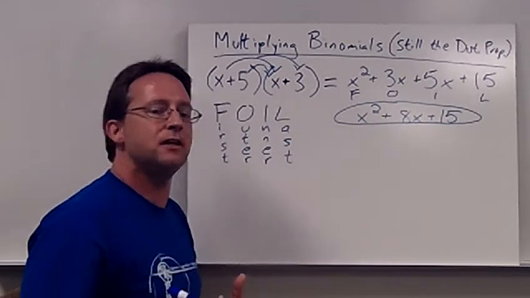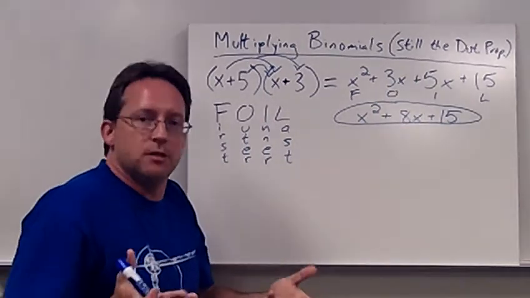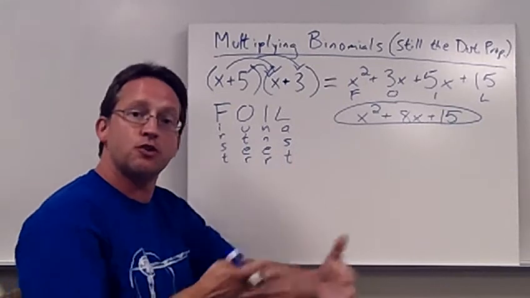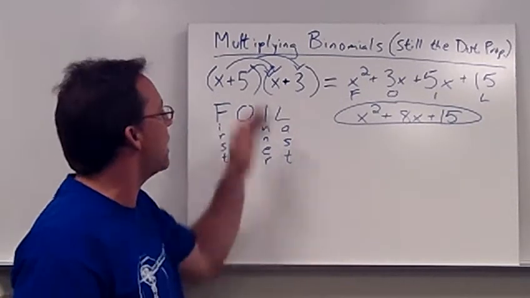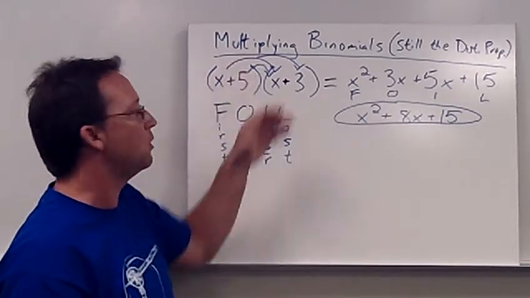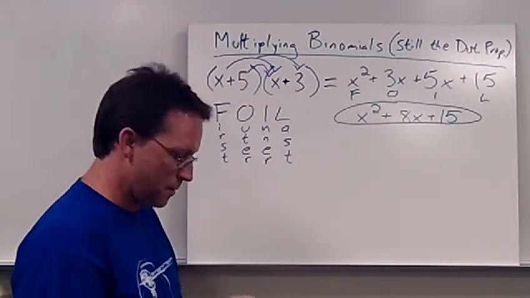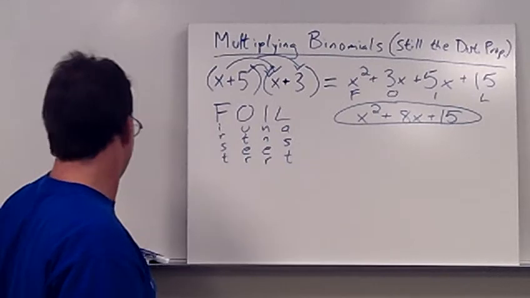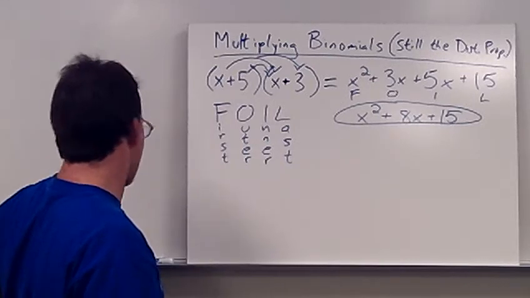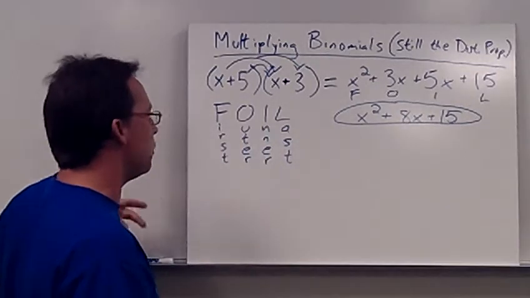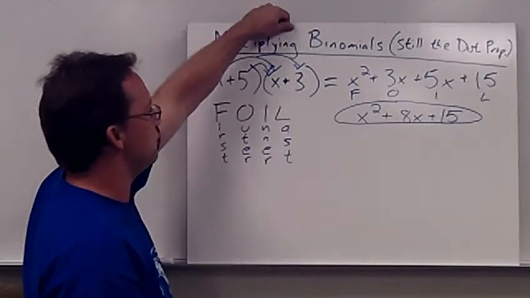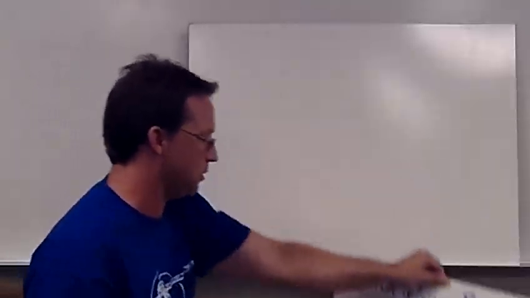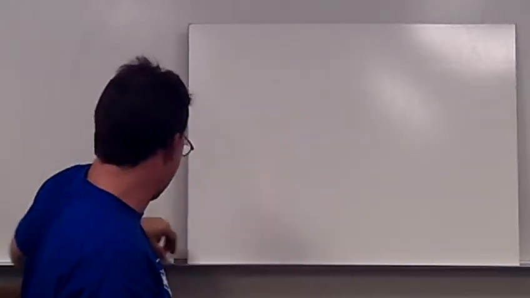FOIL's a fine thing to remember. Just remember, all you're doing is the distributive property still. You're not really learning a trick or anything to multiply those. You're simply doing the distributive property 2 times, 1 time for the x, 1 time for the plus 3. Okay? So that's how we do the distributive property with binomials, with 2 terms, multiplying them together. Okay? So now that you've seen that example, let's look at a different one. Get the blue marker back out here.